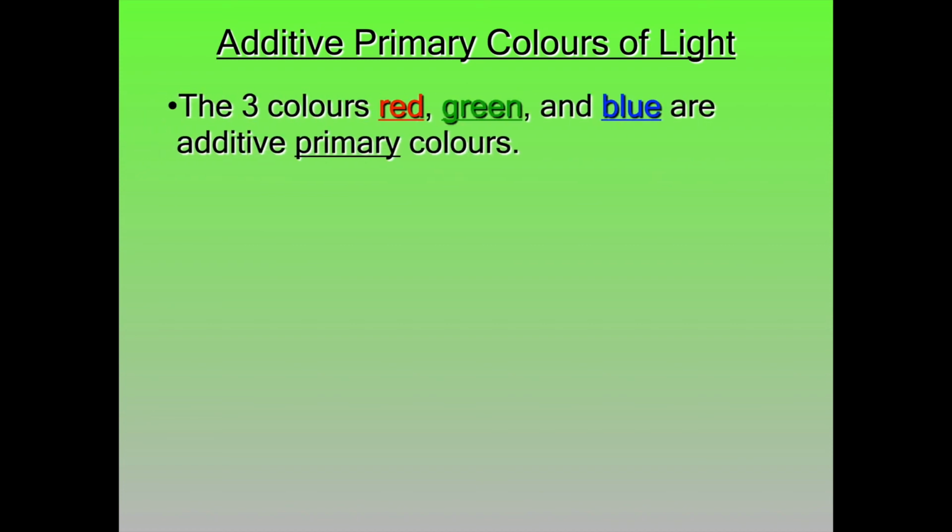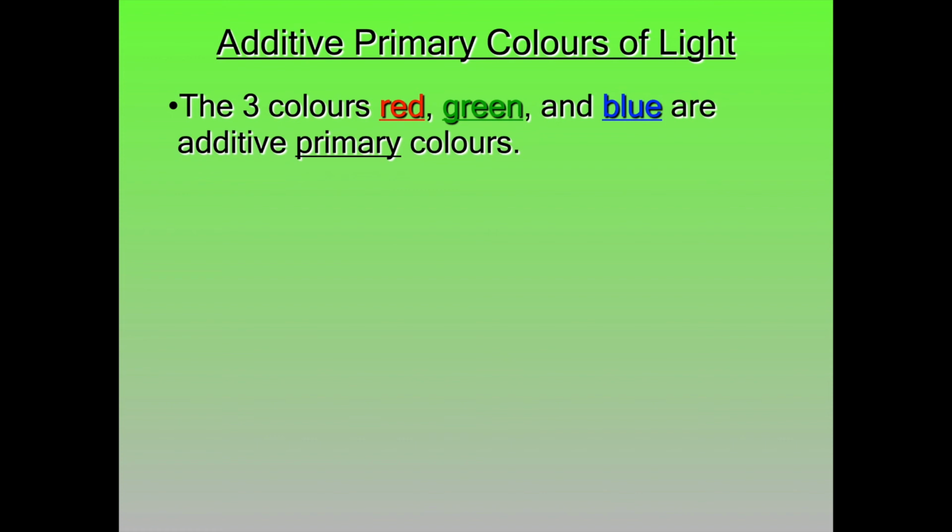Now, something else we're going to look at today is additive primary colors of light. So the three primary colors of light are, I wonder if you can guess. They're actually red, green, and blue. So they're a little bit different than the colors you'd have in art class.